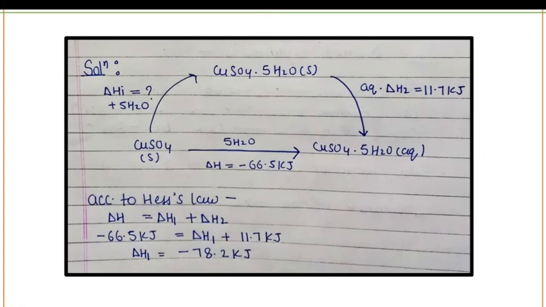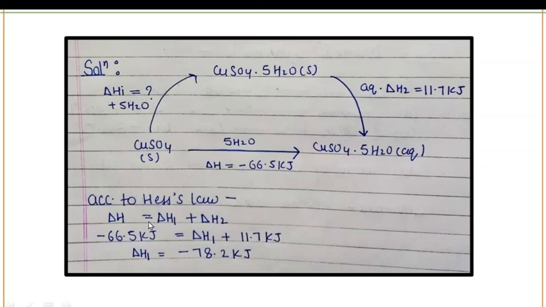Okay, so as you can see here, CuSO4 solid is converting into CuSO4.5H2O solid. Then CuSO4.5H2O solid is converting into the aqueous solution. And from CuSO4 solid to the aqueous solution, the delta H value is given as minus 66.5 kilojoule. You have to calculate the delta H1 for CuSO4 converting into CuSO4.5H2O solid. So according to Hess's law, you know it very well, delta H equals delta H1 plus delta H2.